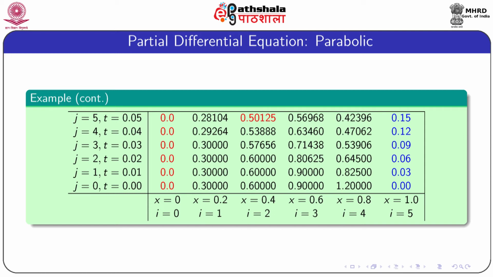For example, the value mentioned in red color, 0.50125, is the value of u when x equal to 0.4 and t equal to 0.05. Similarly, 0.56968 represents the value of u when x equal to 0.6 and t equal to 0.5 and so on. So, this table gives the values of u for different values of x which is mentioned along the horizontal line and for different values of t mentioned in the vertical line.